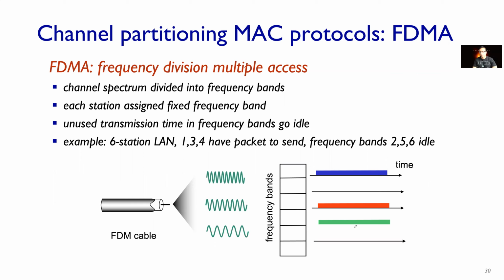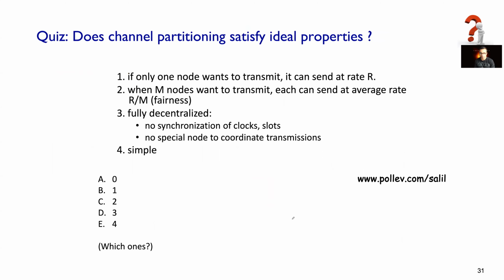We still are faced with the issue of these bandwidth bands going to waste if the node is not actually active. We do not need clocks here, but we still need some way for the nodes to know which bands they must be transmitting in, right? So there has to be some way to do these allocations, which can also be a little problematic.